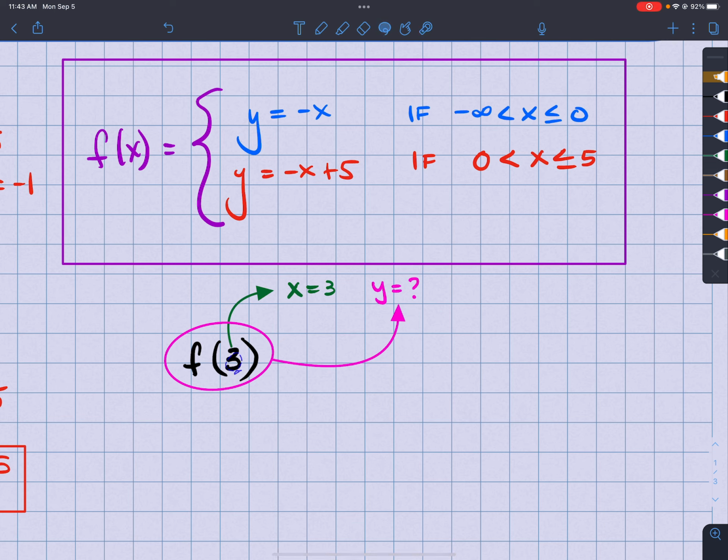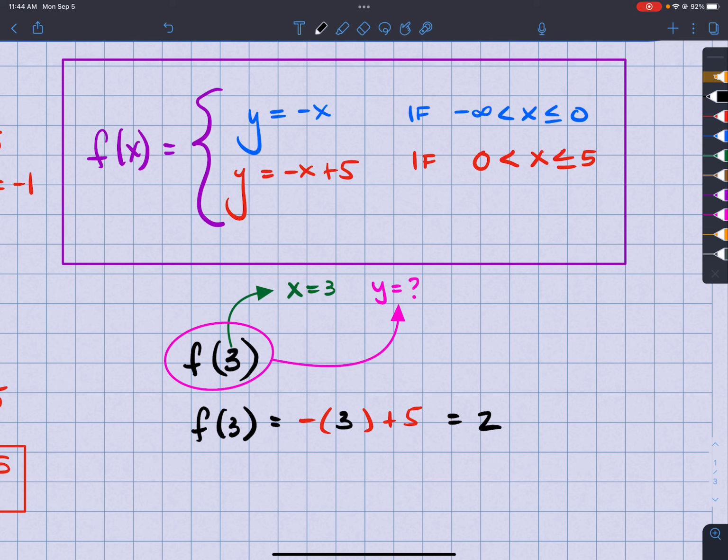So in here, where does this 3 lie? Does it lie between 0 and 5 or negative infinity to 0? It lies right in here, doesn't it? So if it lies between 0 and 5, that means this is the equation I deal with. So let's go ahead and do that. f of 3 would equal negative 3 plus 5. So that would be negative 3 plus 5. So that's going to equal 2. Okay, so my y value there is 2.